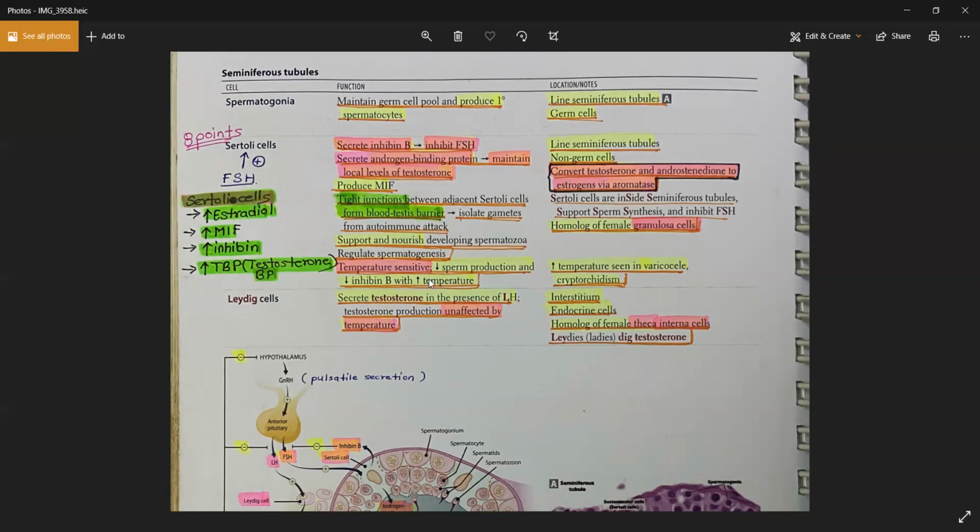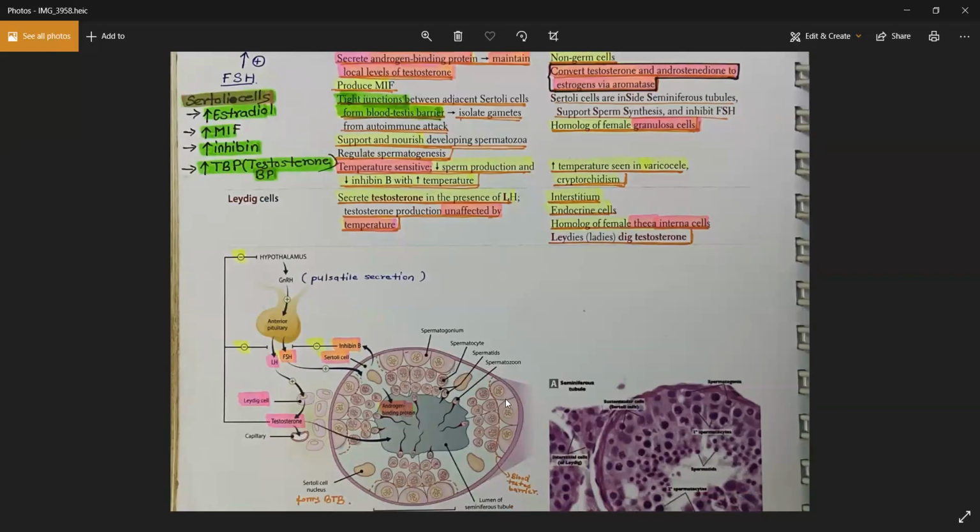They form the blood testis barrier. As you can see, these are the spermatogonium, which are the germ cells, and these are the Sertoli cells. These bluish cells that you are seeing here are all the Sertoli cells. These are the nuclei of the Sertoli cells. The function of these cells is to make the blood testis barrier that will isolate the germ cells from the other cells. So the spermatogonium are present outside the blood testis barrier, while all other cells, the primary spermatocyte, secondary spermatocyte, spermatids, and sperms, are present within the blood testis barrier.